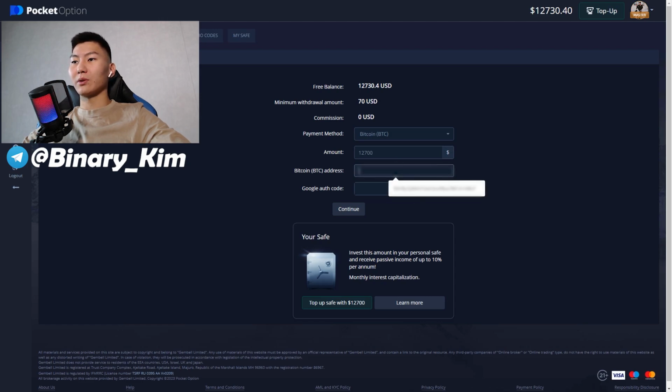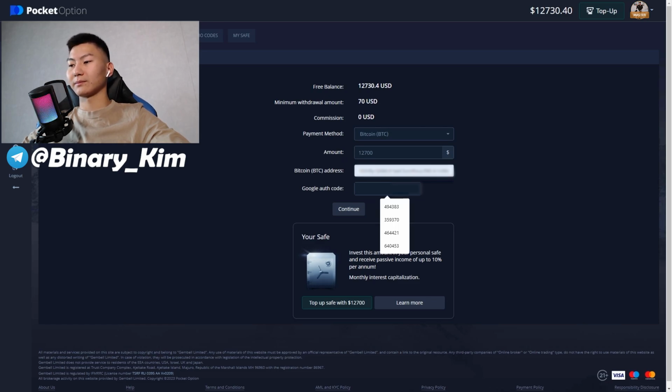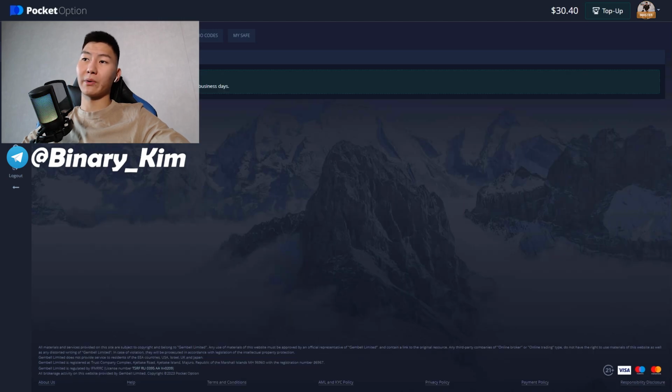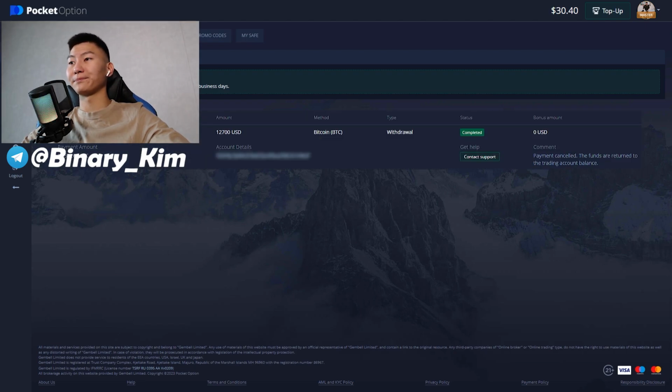To my Bitcoin wallet, and I'm gonna put down the code. Press the continue button. There we go. Our transaction is being processed. I will show the screen when it's done as usual, guys.